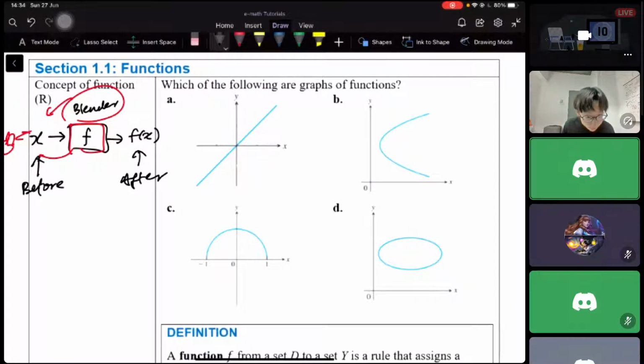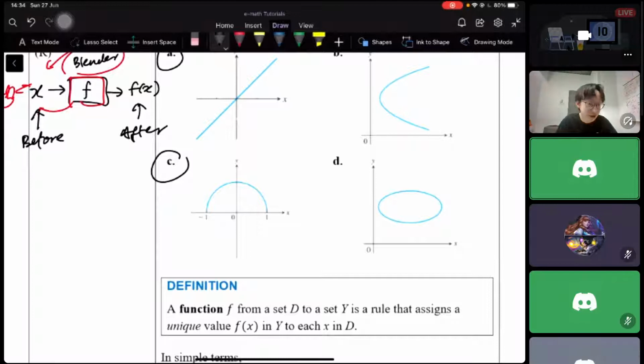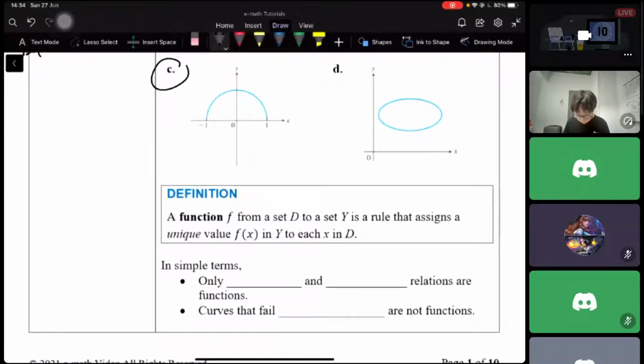So now, which of the following are graphs of functions? A lot of people are voting for A and C. B and D only got 1 vote. And you guys are correct. Only A and C are graphs of functions, because if you refer to the definition of functions, which is here, your f of x must be unique, which means for one input, you can only have 1 output. So this is the definition of function.